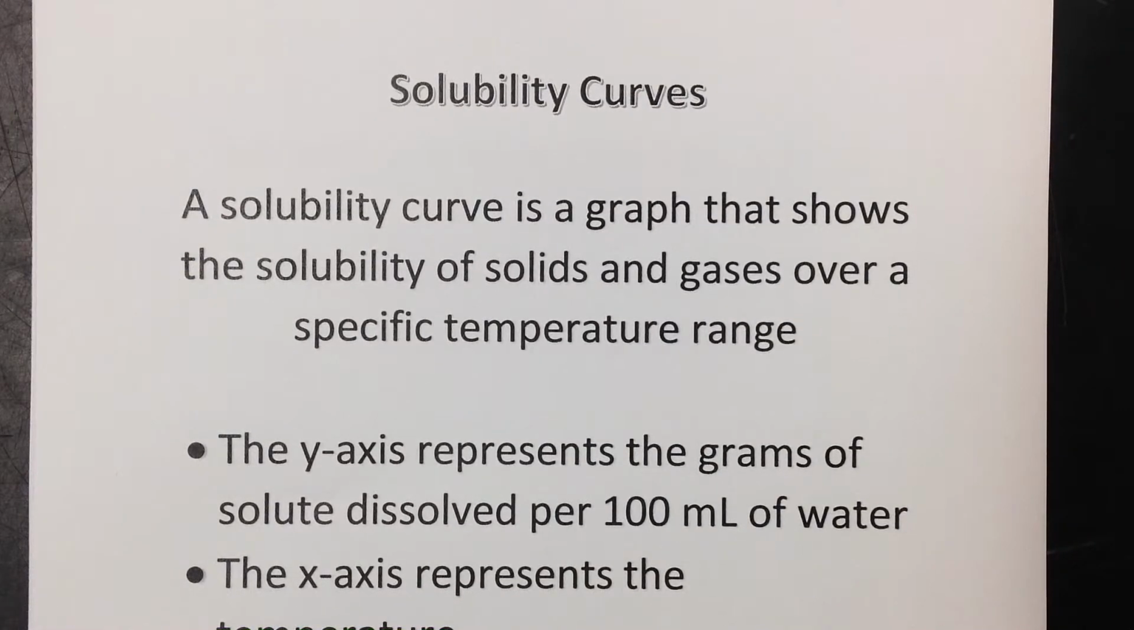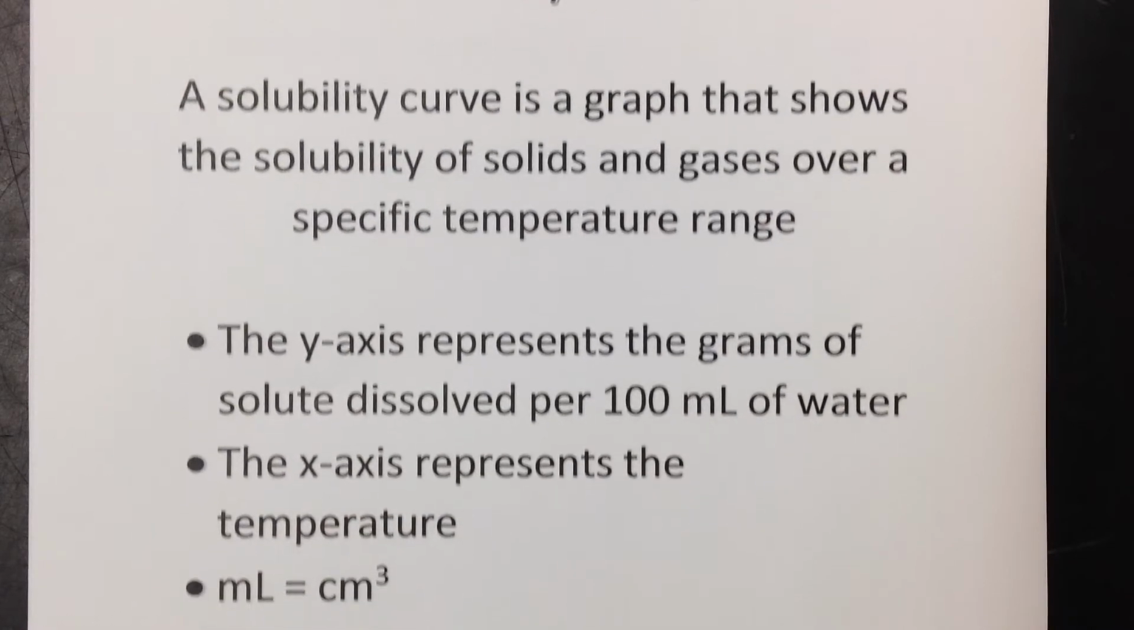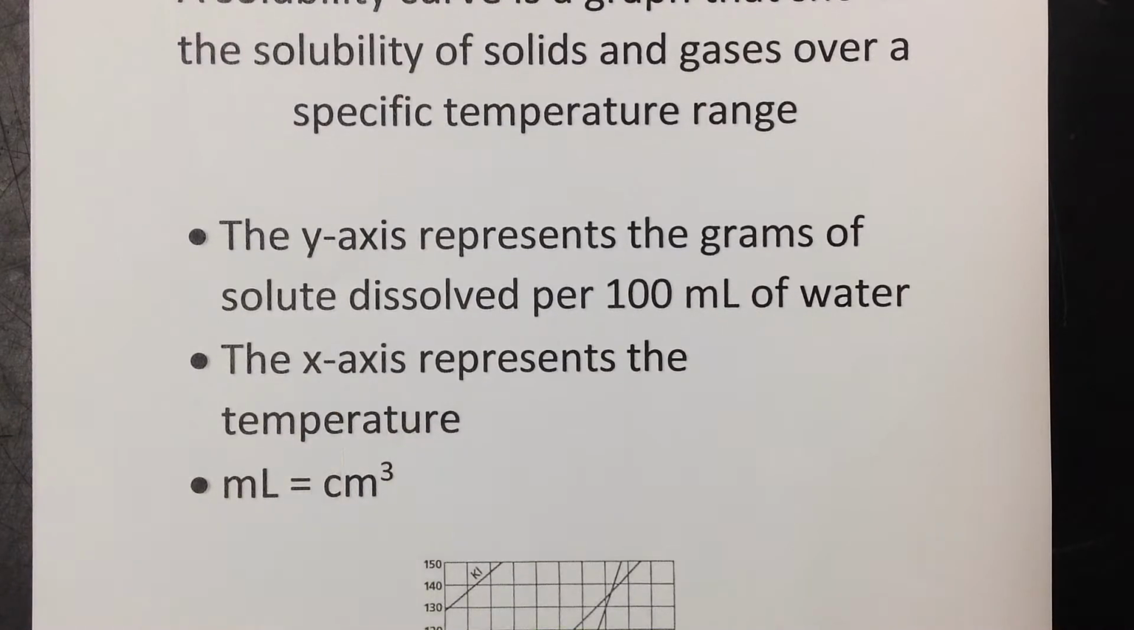So we're going to start with just a general definition of a solubility curve. A solubility curve is a graph that shows the solubility of solids and gases over a specific temperature range. Now, some important things you need to know about a solubility curve. The y-axis represents the grams of solute dissolved per 100 milliliters of water. The x-axis represents the temperature. Also, keep in mind that a milliliter and a cubic centimeter are the same thing, because that may show up.